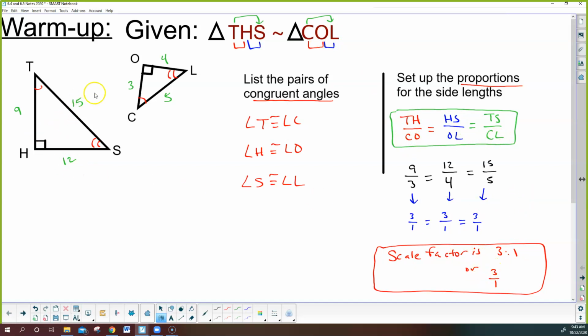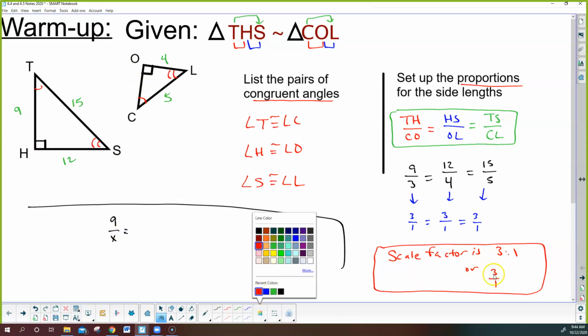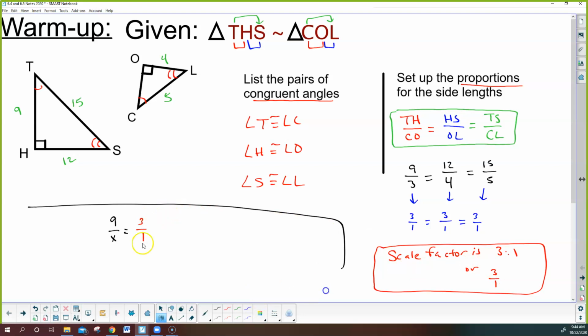And then let's say that I didn't know one of these sides, let's say that I didn't know that was 3. How could I use the scale factor? You didn't ask to do this, this is just an extension. Well, what would I do? If 9 over 3, well, I didn't know this was 3, let's say I called it x. So 9 over x has to equal the scale factor. And the scale factor is 3 to 1. And there's my ratio: 9 over x is equal to 3 over 1.